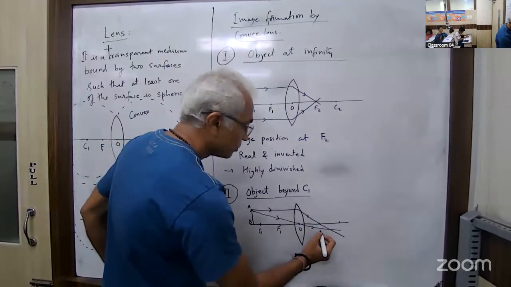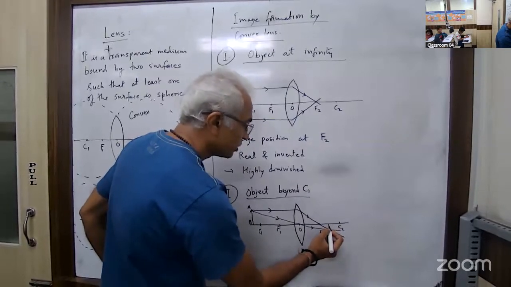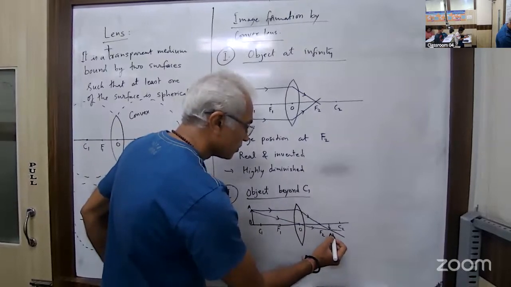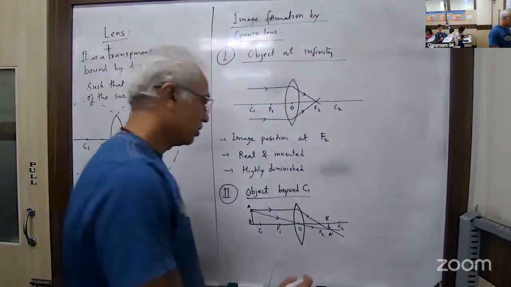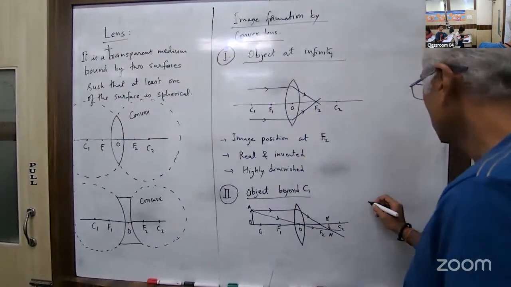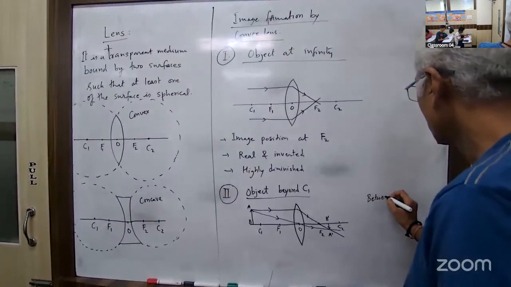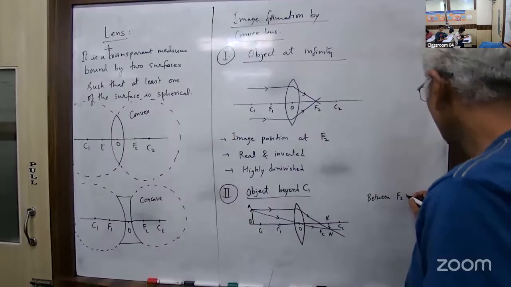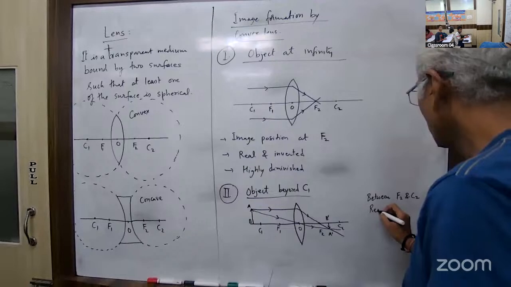This is F2, C2. So where is the image forming? Between F2 and C2. Yes. Right. So the image is between F2 and C2. Real and inverted.